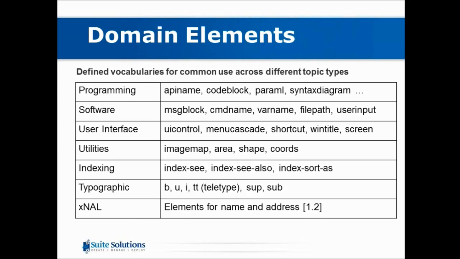Okay, so a domain element is basically a defined vocabulary that you can use in a common way across all the different topic types, either for semantics, for indexes. You know, an index entry is another example of a phrase, of setting aside a phrase and determining and applying rules for how the phrase should be used. In that case, it should be plopped out and created and combined into an index. Typographics, information, etc.